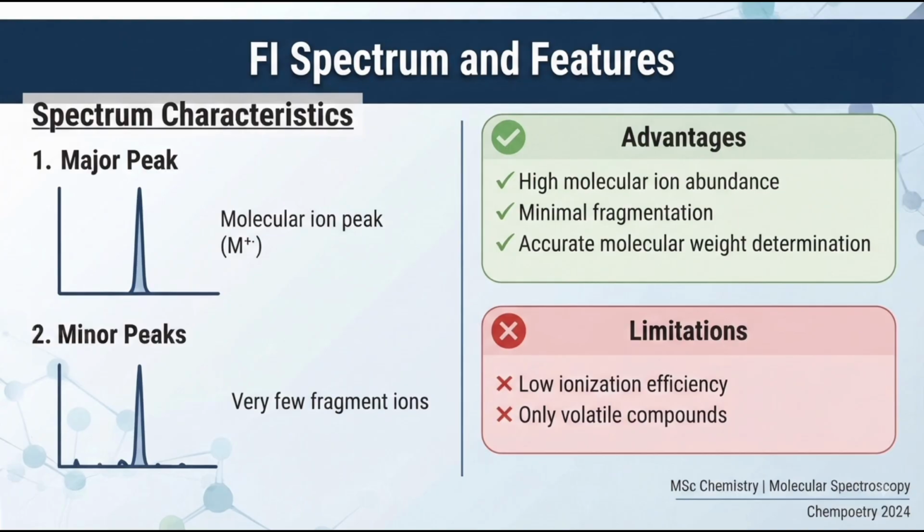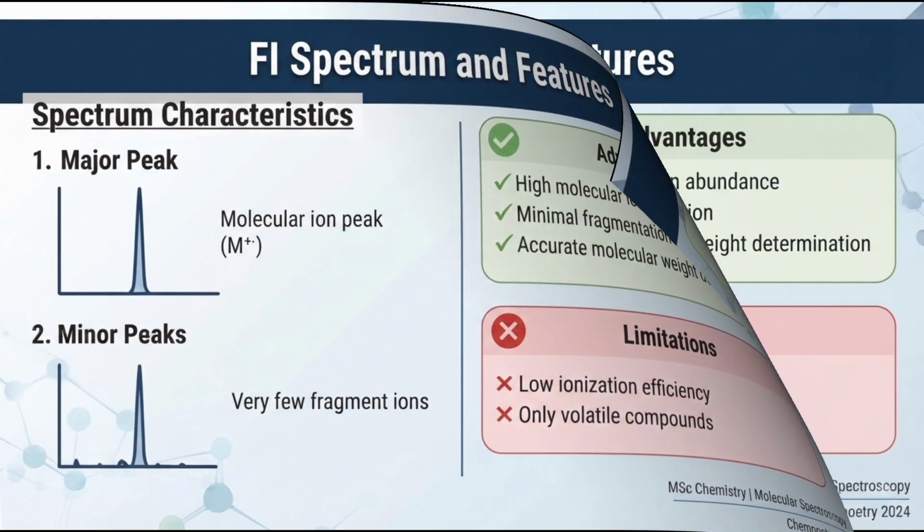Compare this with a highly fragmenting ionization method. If the molecular ion is weak or absent, determining the molecular mass can become more difficult. Therefore, the strong molecular ion is one of the major advantages.